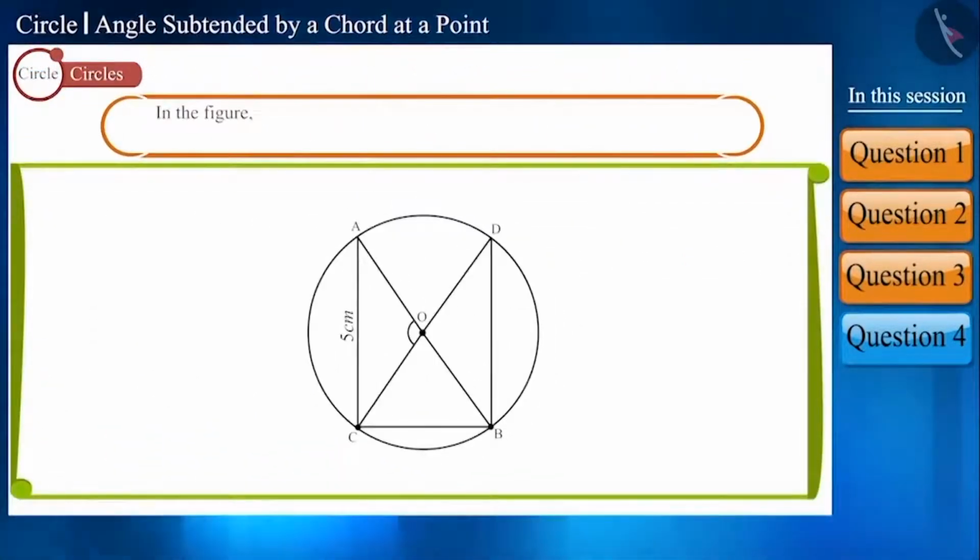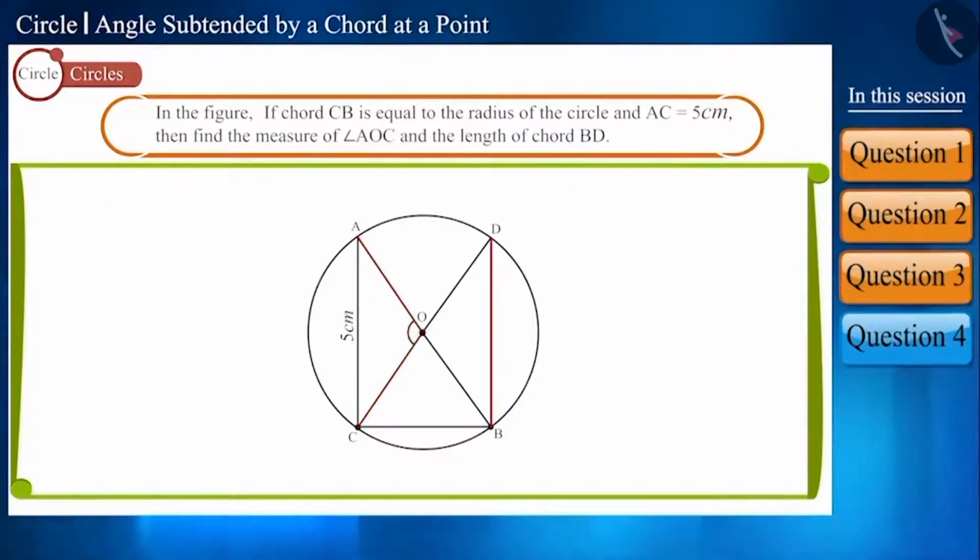In the given figure, chord CB is equal to the radius of the circle and the length of chord AC is 5 cm. Now, find the measure of angle AOC and the length of chord BD.